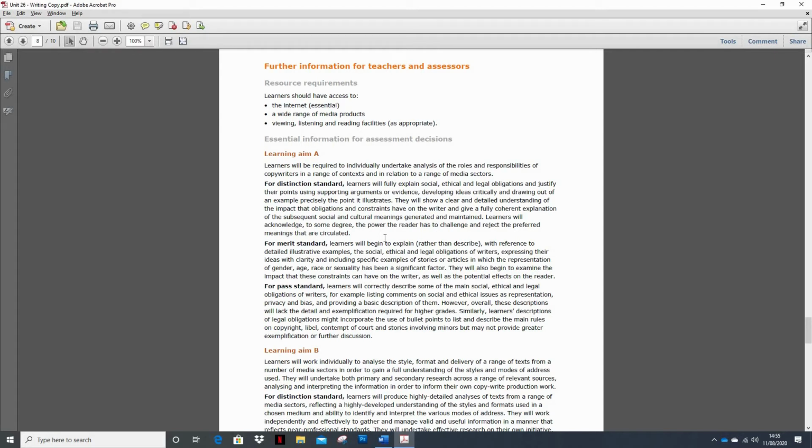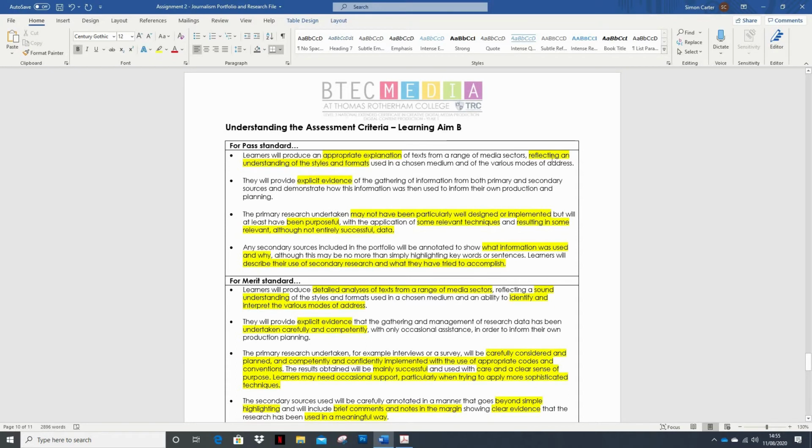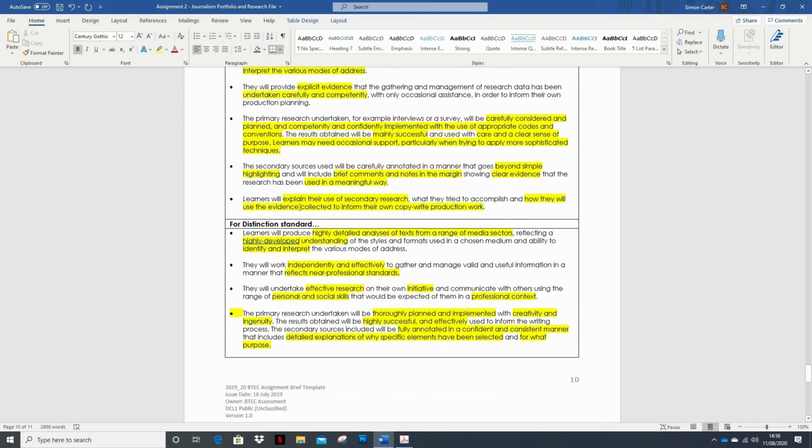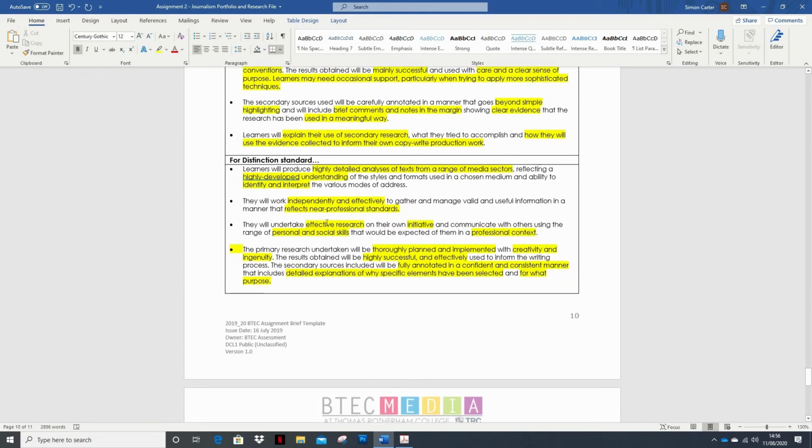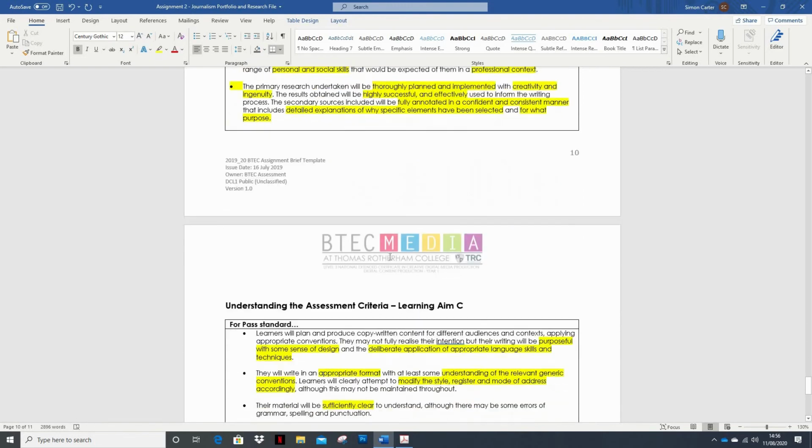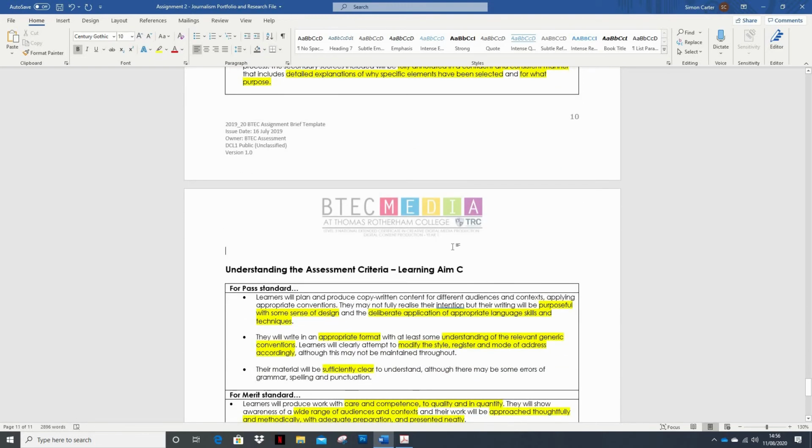Obviously I think everyone should be aiming for a minimum of merit. But what I've done is I've taken this text here and put it on here as well. So it says here, for learning aim B, a pass standard, this is what a pass standard student will do. I've highlighted in yellow the bits that I think are most important. So that's what a pass student will do, that's what a merit student will do, and this is what a distinction student will do. It tells you all the information there. You've got the same one for learning aim C as well.